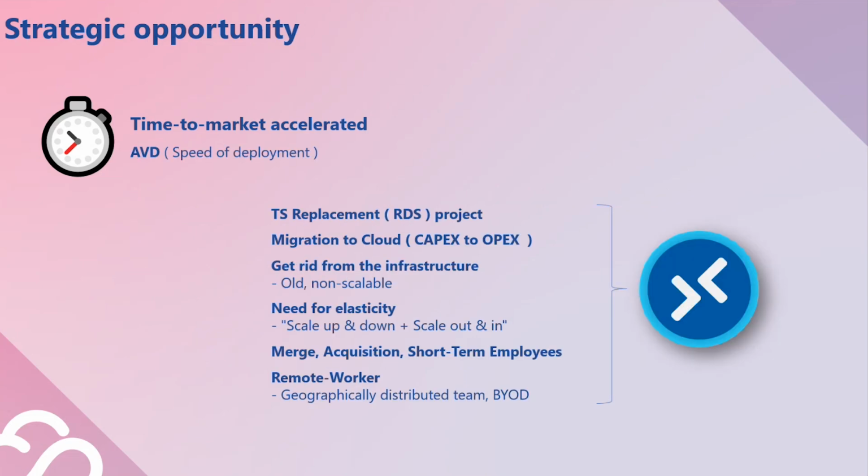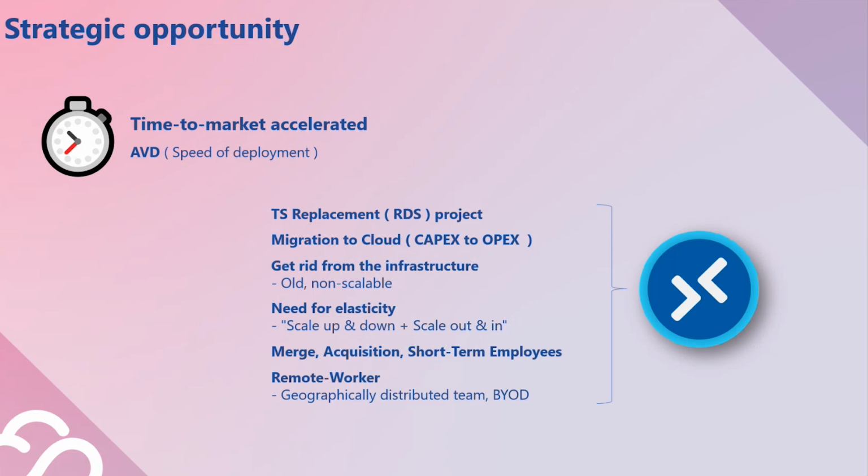An example of time to market acceleration is AVD with the speed of deployment. This is a good example here. We are talking about maybe 45 minutes for AVD. Windows is deployed, the backup is configured, and you are connected. You only need to install your software, import the data, and plan your cutover.